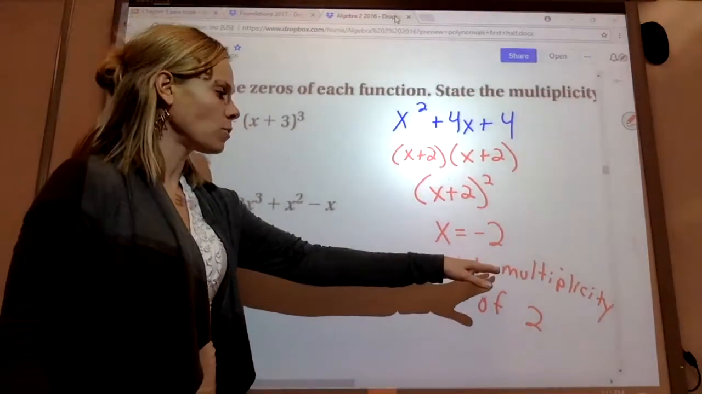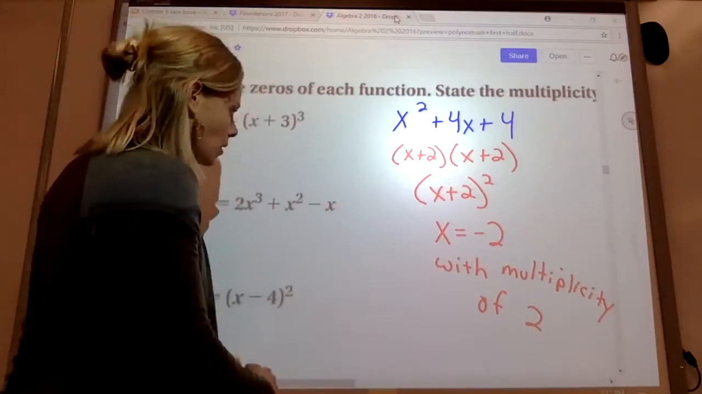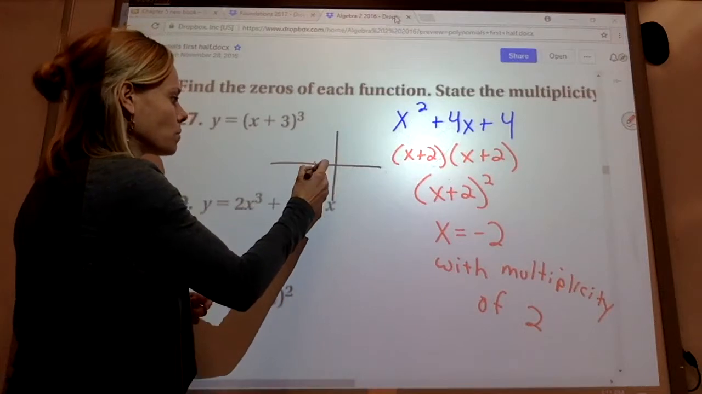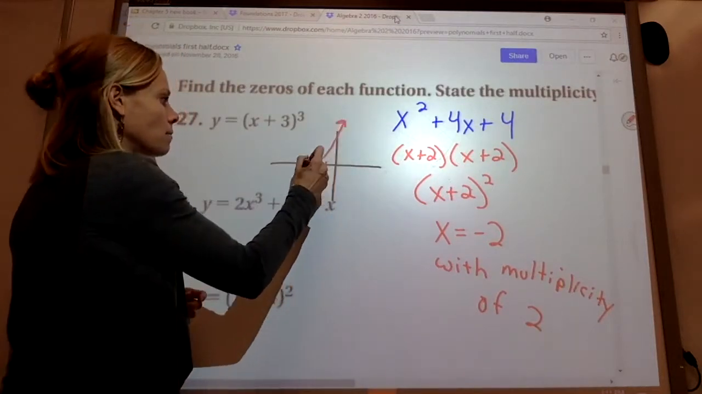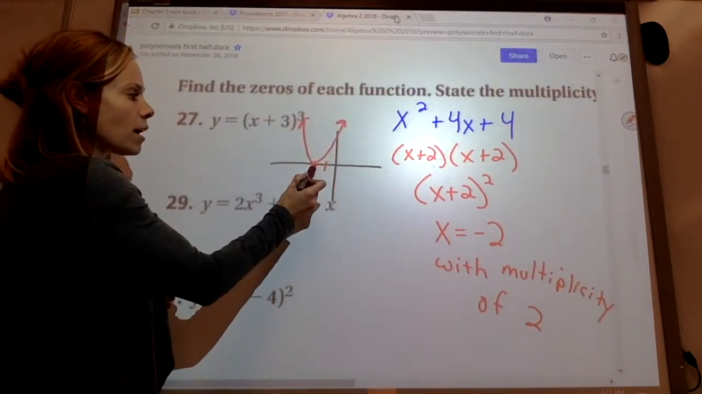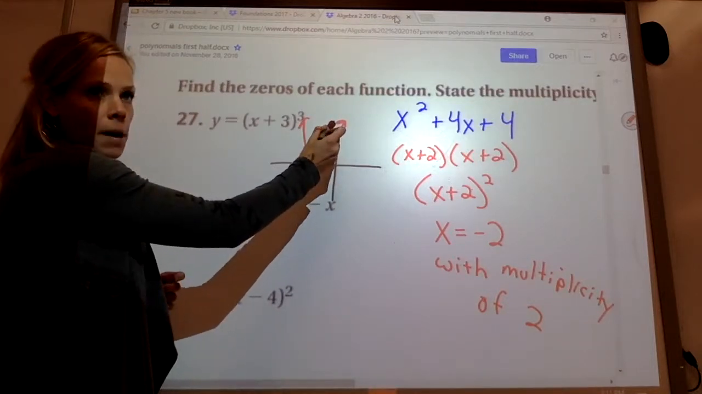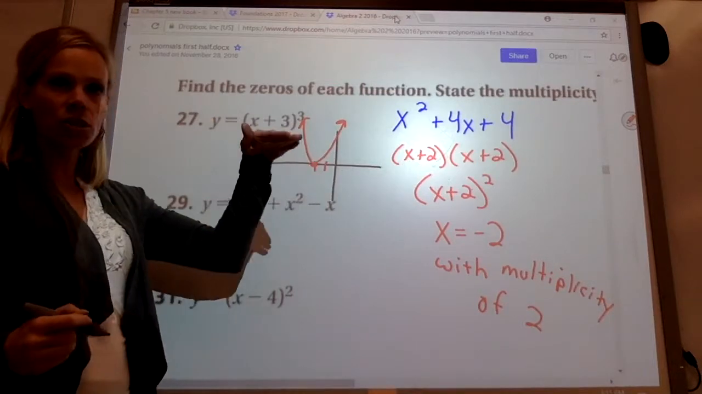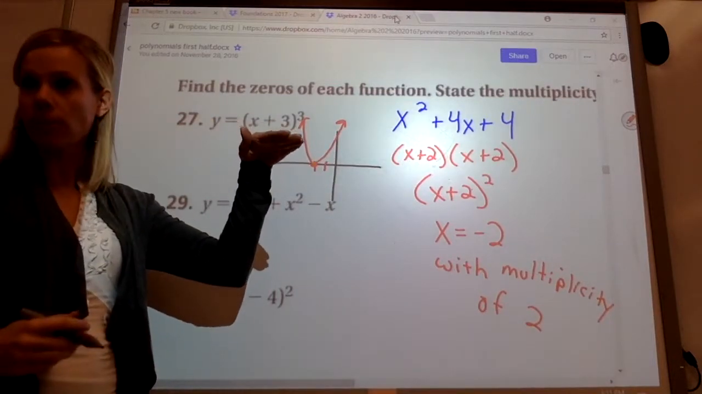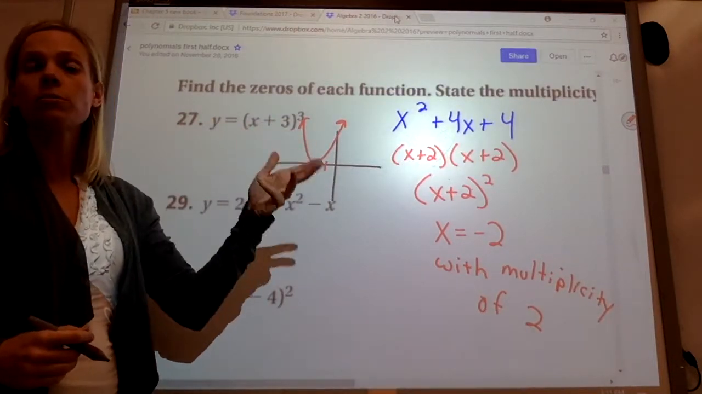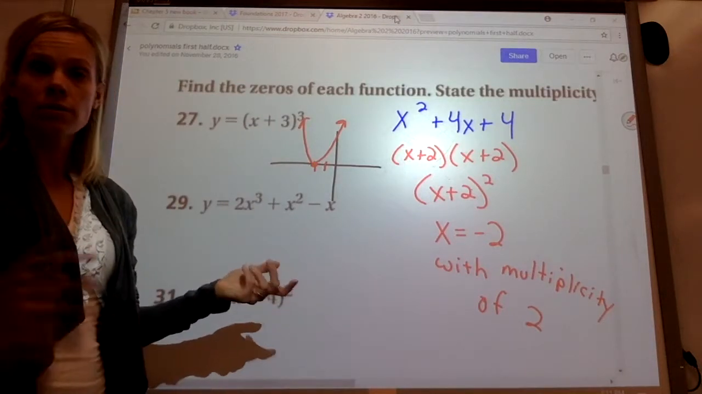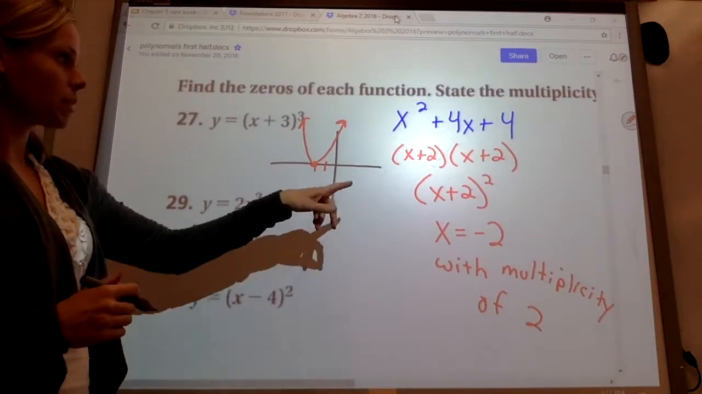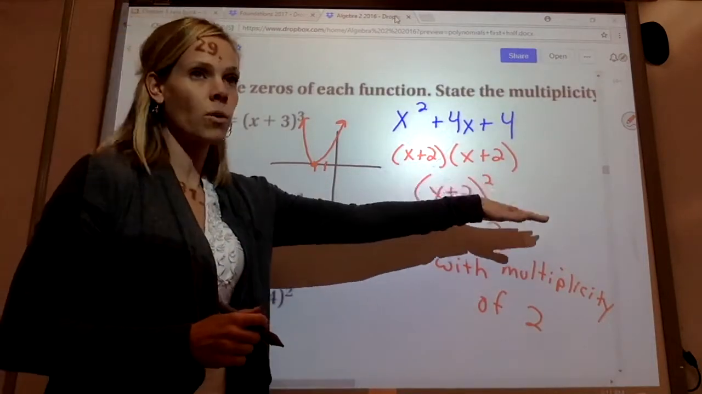And what happens when we have multiplicity on our graph is that at -2, my parabola is coming down, touching -2, and then going back up. Whenever you have a min or a max touching the x-axis and causing a root, it's going to have a multiplicity of 2. Yes, because squared means it happens twice.